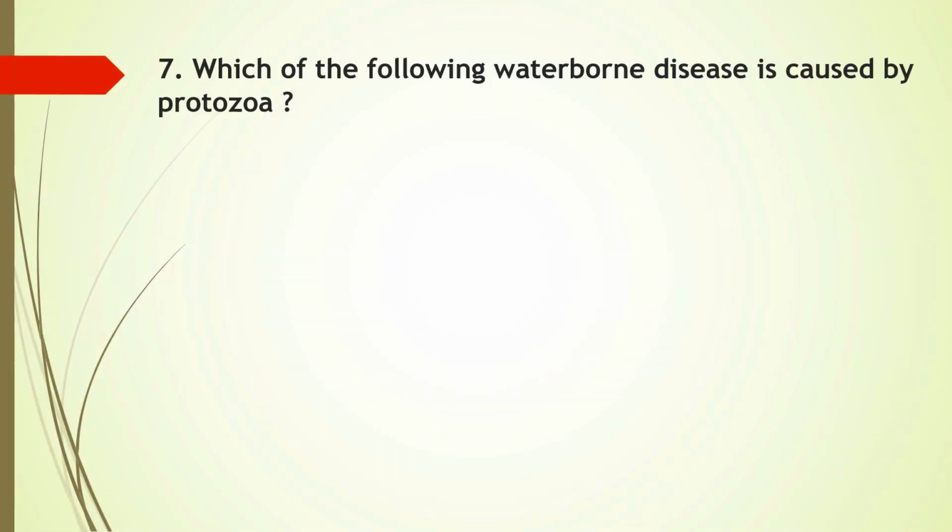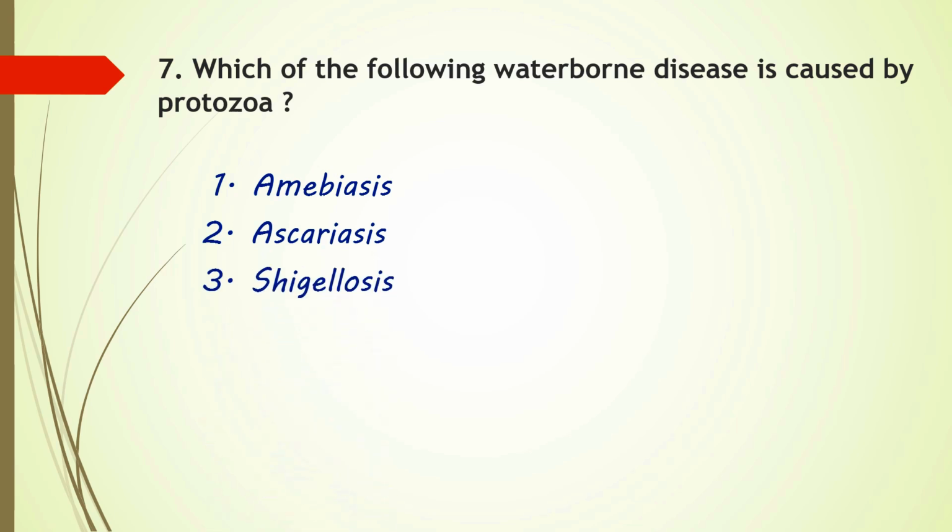Next question, which of the following waterborne disease is caused by protozoa? Options are amoebiasis, ascariasis, sialidosis, or option 4, poliomyelitis. Ascariasis is caused by a parasitic infection, sialidosis is caused by a bacterial infection, and poliomyelitis, it is a viral infection. But the amoebiasis is caused by a protozoan parasite specifically called Entamoeba histolytica. So option 1 is the correct answer.